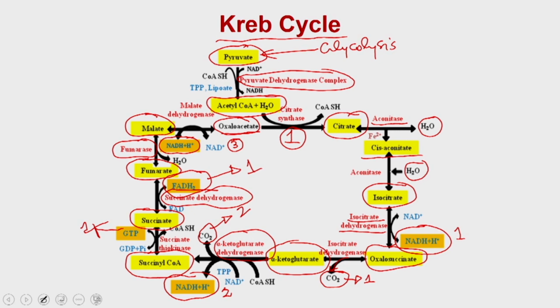So, at the end the oxaloacetate which is being generated again goes through this cycle and combines with the acetyl CoA to generate the citrate, and that is why this is called the Krebs cycle, because these are cyclic reactions occurring one after the other.